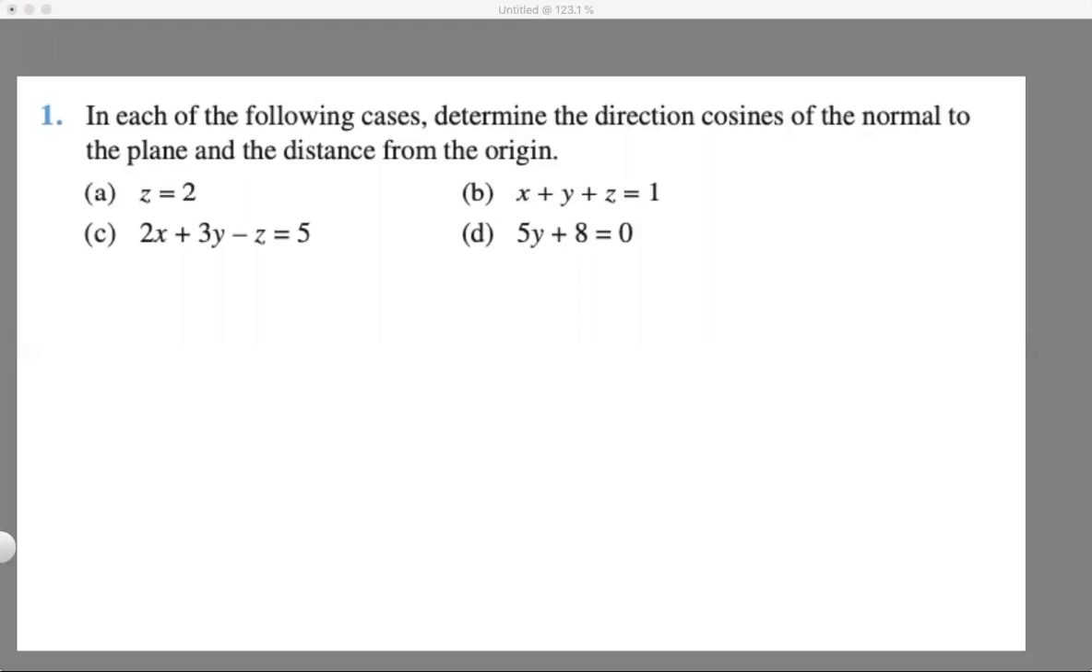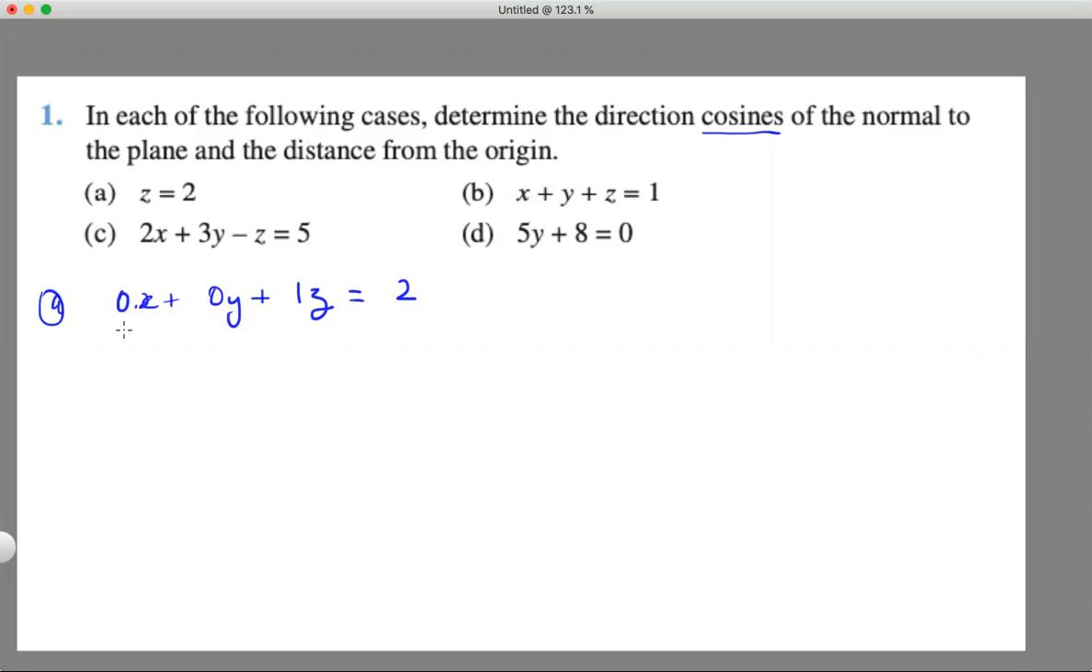ओके सो ये सब जो इक्वेशंस हैं इनमें हमें डिस्टेंस भी निकालना है फ्रॉम ओरिजिन और हमें डायरेक्शन कोसाइंस भी निकालने हैं राइट ऑफ द नॉर्मल. तो कैसे करेंगे? ये वाला क्या है? Can we rewrite this equation in some form that we can easily work with? Okay, let's call it 0x plus 0y plus 1z is equal to 2. So this we have now written in the normal form of the equation.